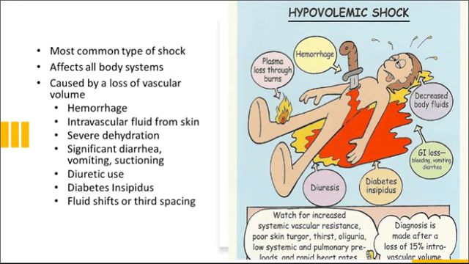We're sucking volume out of them. Diuretic use, diabetes insipidus that we've studied before, fluid shifts where you're going into third spacing. So even though there's fluid on board, it is outside of the intravascular space. It's outside of the vascular space. The body can't use it. It's intracellular. Okay, so there's a decrease in blood return to the heart. There's a decrease in ventricular filling.